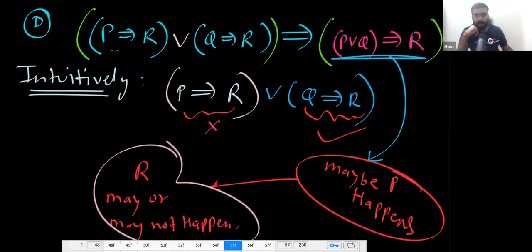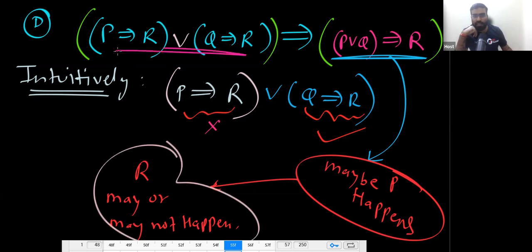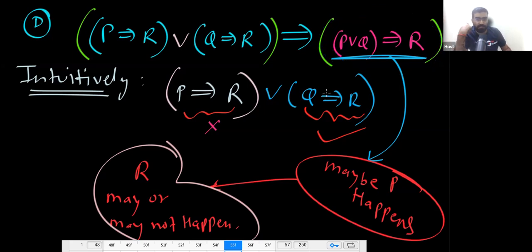You are saying that P implies R or Q implies R. Either P will imply R, or Q will imply R. So at least one of them will imply R. So let me assume Q implies R. I am assuming P does not imply R.